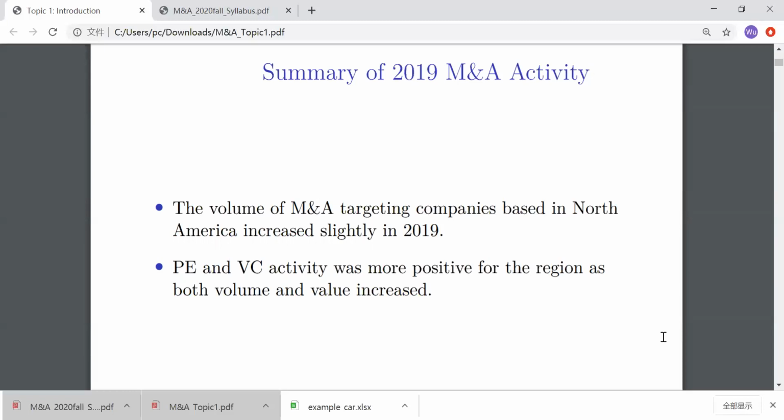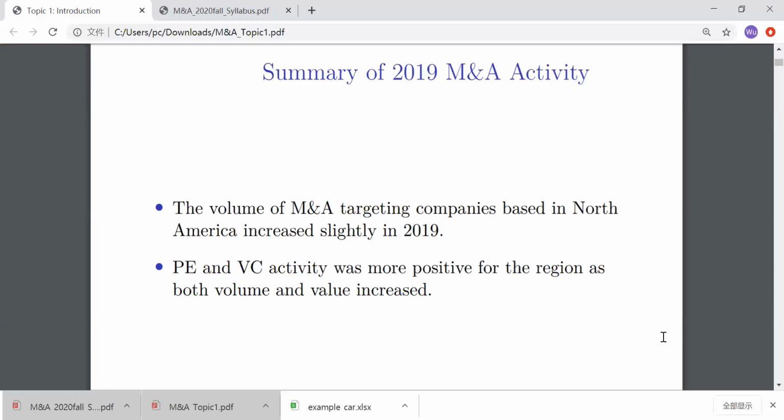Of course, later we're gonna talk about cross-border merger acquisition, especially the merger acquisition between Chinese companies and US companies. Of course, that is history now, but there was a time when the cross-border acquisition of Chinese companies was very active. And also the private equity and the venture capital activity was more positive for the region, as volume and value increased. We're gonna talk about these PE and VC in detail later.